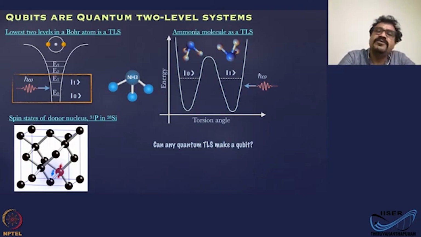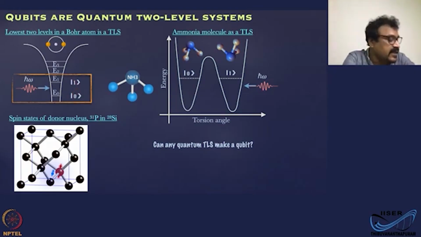These are a few examples of quantum two-level systems. So a Bohr atom can consider the lowest two states, E0 and E1, the ground state and first excited state. You can say if the system is in the ground state, it is 0, and if the system is in the first excited state, it's 1. Okay, but these are quantum states. That's why I'm representing these as gates here.